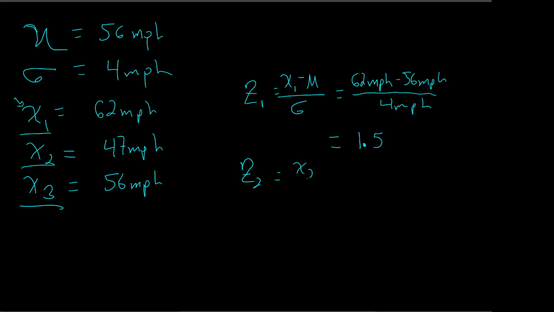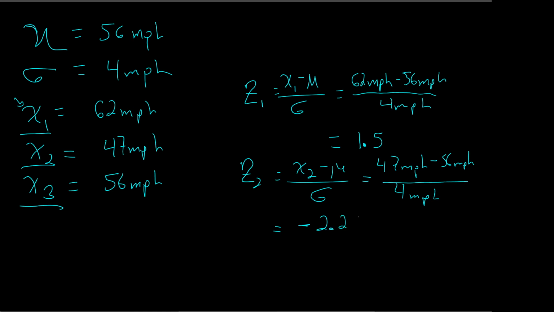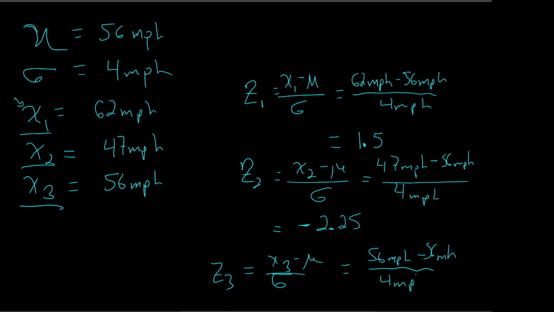z2 is x2 minus the mean over the standard deviation, or 47 miles per hour minus 56 miles per hour over 4 miles per hour. And going to my calculator here, negative 2.25. Notice no units either. And z3 is x3 minus the mean over the standard deviation, or 56 miles per hour minus 56 miles per hour over 4 miles per hour, or a z-score of 0.